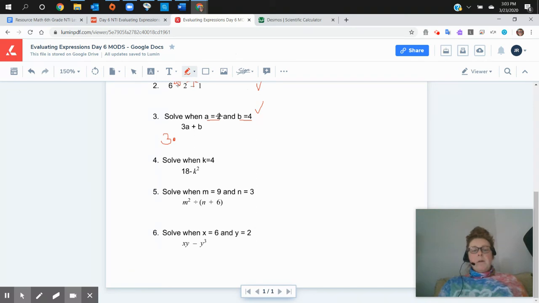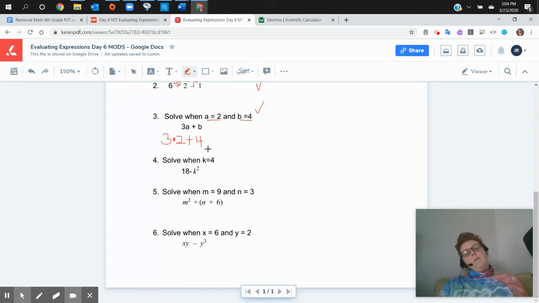Now, I'm going to go up here, I forgot. A equals 2. So I'm going to replace the A with a 2. So this term, 3A, is represented right here, 3 times 2. And I also have a plus B. But instead of writing down the B, I'm going to go up to my directions. It says B equals 4. So I'm just going to substitute a 4 in for B. Substitute means to replace. So I've replaced this B with a 4.